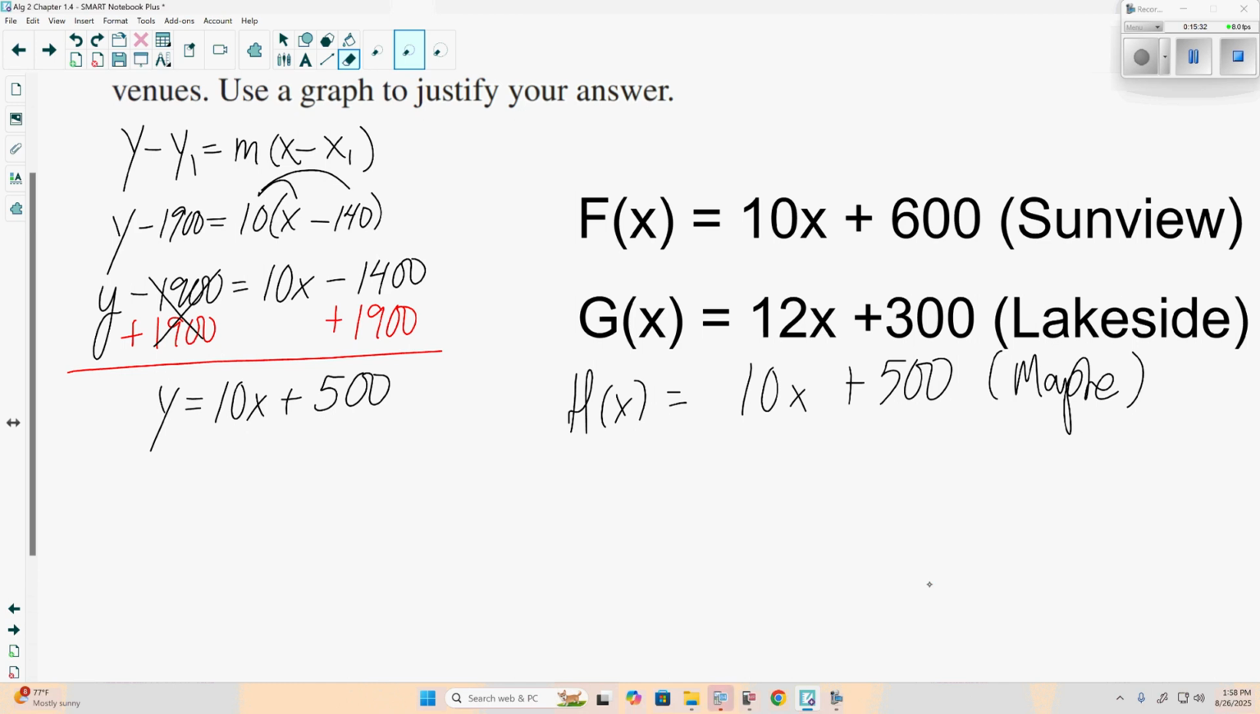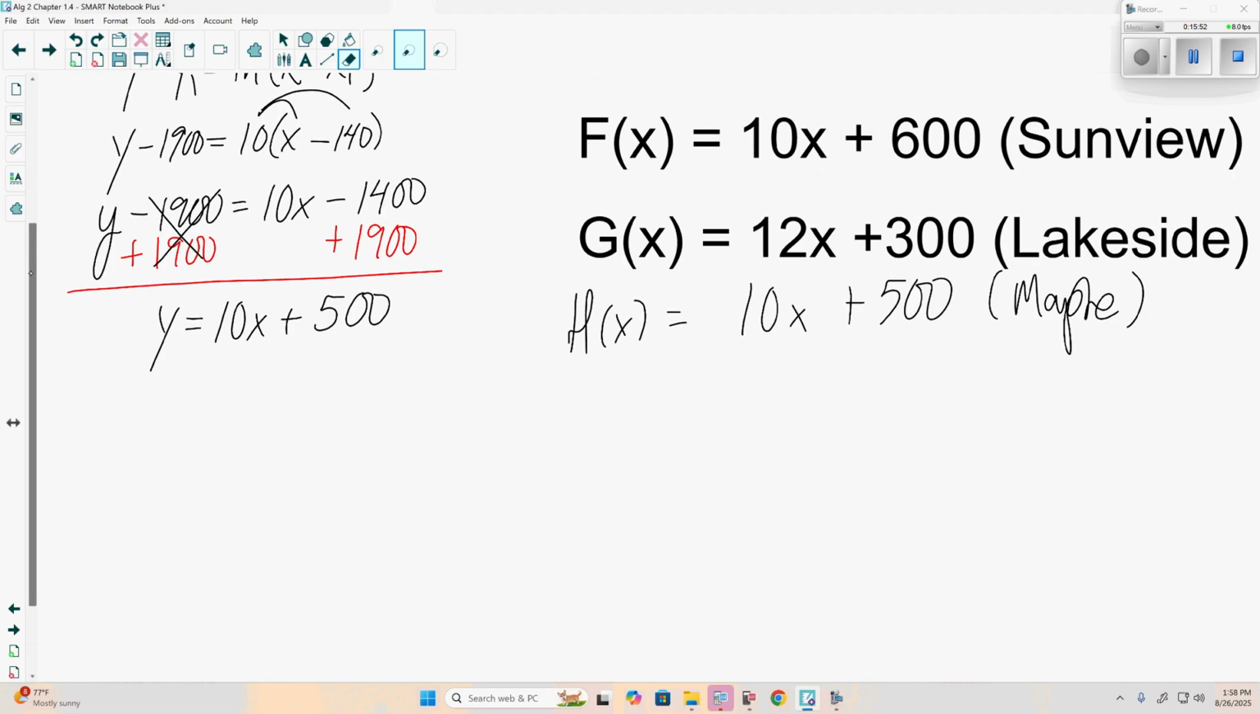Questions on how we found this equation of line? Questions on anything we've done so far? Now we need to compare and see when Maple is going to be cheaper than the other two, yes? Now Maple View and Maple Ridge and Sunview both have the same cost per student, yes? And the starting cost for Maple is less than Sunview, yes? Is there at any point going to be a time where Maple is going to be more expensive than Sunview?